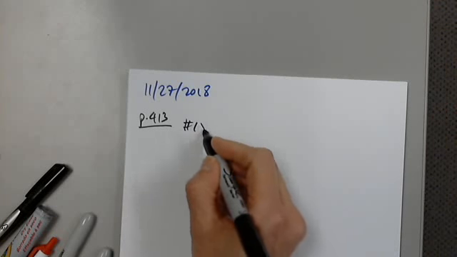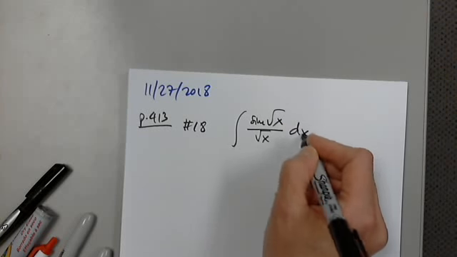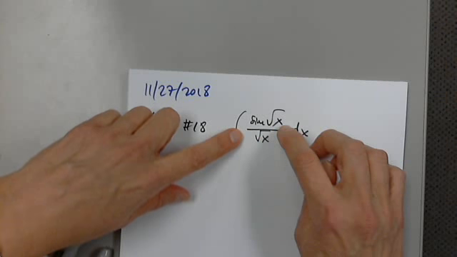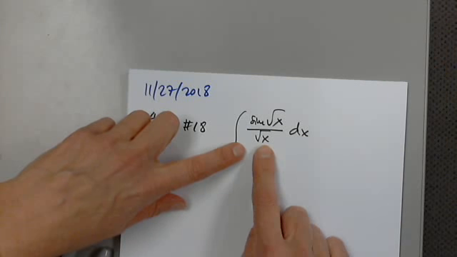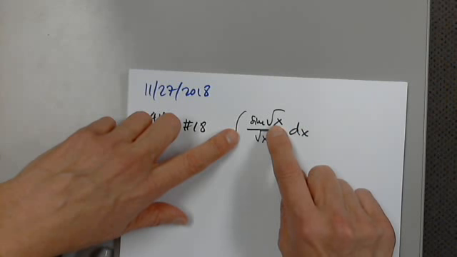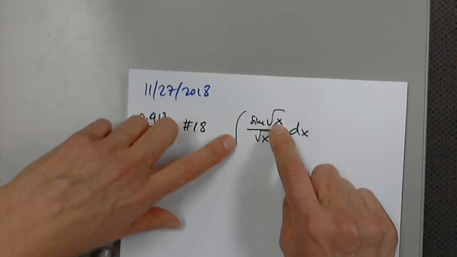Let's look at problem 18, which is the integral of sine of the square root of x over the square root of x dx. And then we'll pick other examples. So I'm looking at this function, and I see sine of the square root of x and the square root of x in the denominator. I'm not bothered by this, but I am bothered by the fact that in sine there is another function. So it's a function composition. Sine is the outer function and the square root is the inner function.